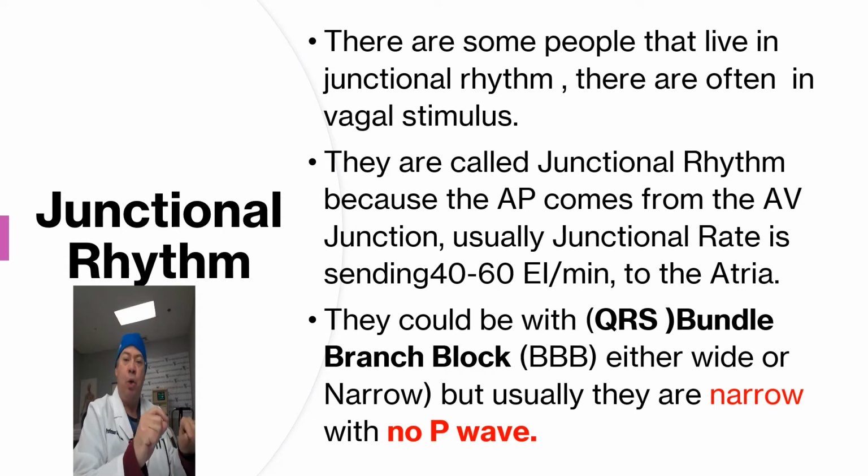Now, also, it could be because there is a bundle branch block. How can we identify a bundle branch block? Just look at the QRS complex. Normally they are narrow. Okay, they could be wide, but normally they are narrow and they have no P wave.